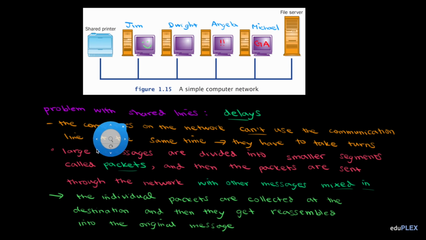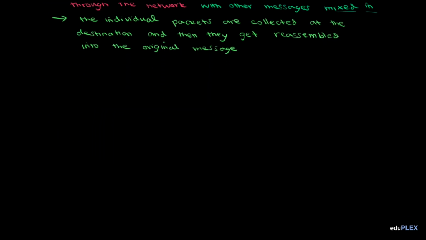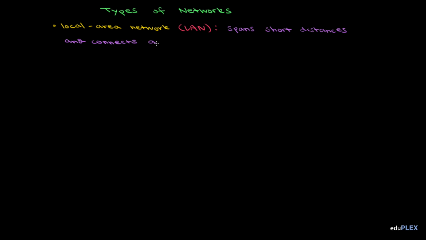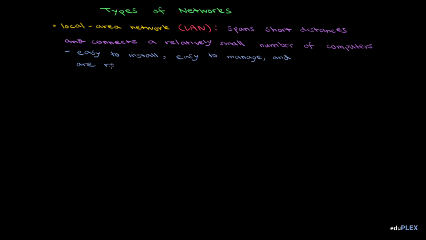Okay, so that's the basics of how networks work in general, but let's get into some different types of networks. A local area network, or a LAN, is a type of network that spans short distances and connects a relatively small number of computers. So if we had just one office building, or even one floor of an office building, those computers might be connected in a LAN. LANs are useful since they're easy to install, easy to manage, and are reliable overall. However, more often than not, we need to send information across much longer distances than just one building.